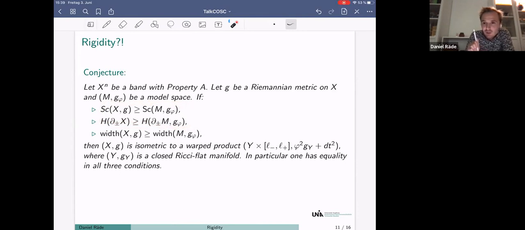And then the question is, what happens in the extremal case if the width is actually the same thing? And the conjecture, and I will put a lot of money on this one, is that if you are in the extremal case, then your band is isometric to a warped product Y cross, okay, to a warped product with exactly the same warping function as your model space, and (Y, g_Y) has to be closed Ricci flat. And so in particular, if you're in the extremal case, your band has to be a model space, and it has to be sort of a cylinder, a trivial thing.